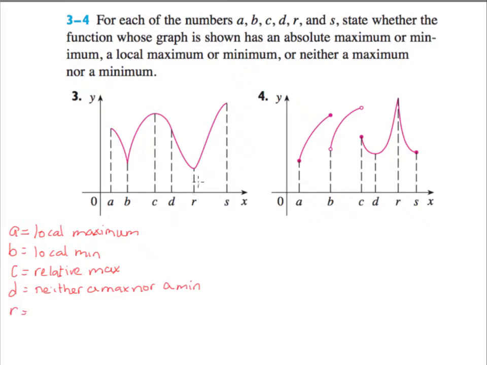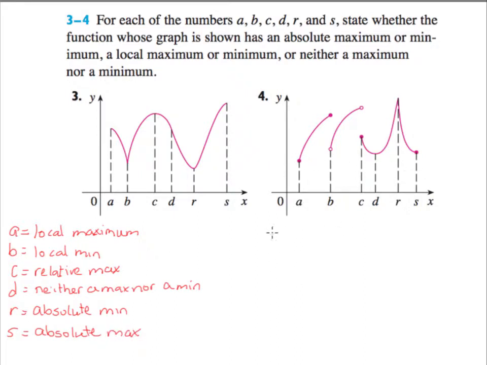R is a local minimum, but more exactly, it happens to be the smallest point on my entire graph. So instead of calling it a local minimum, we call R an absolute minimum. And then S is also the absolute highest point on my graph, so we call S our absolute maximum.